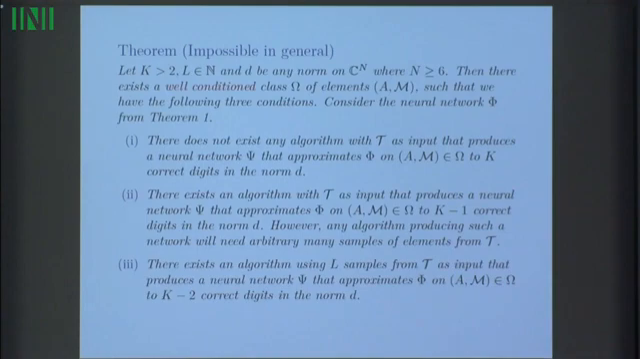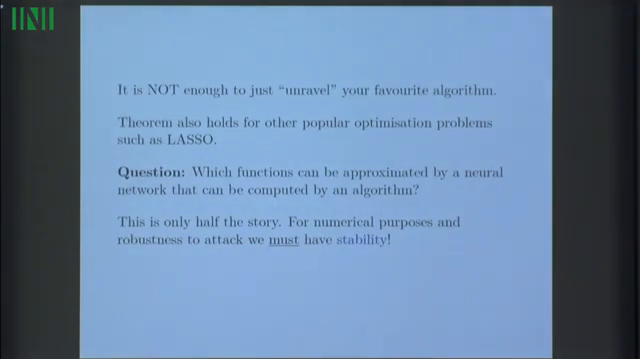Okay, so that's the first result of this talk, which tells you that you need to be very careful when you're looking at these types of constructions. So it's not just enough to unravel your favorite algorithm, your favorite optimization method. The theorem also holds for other problems such as lasso. So the question is, which functions can be approximated by a neural network that can be computed by an algorithm?